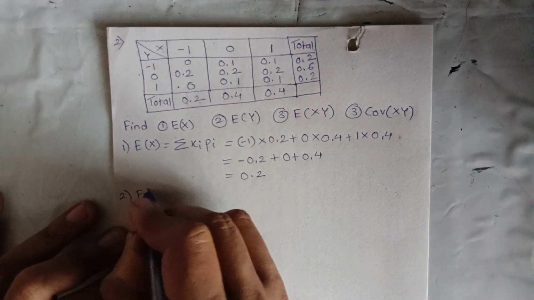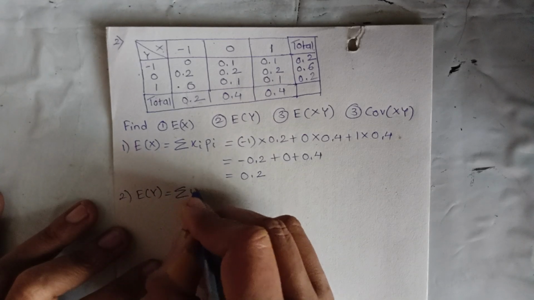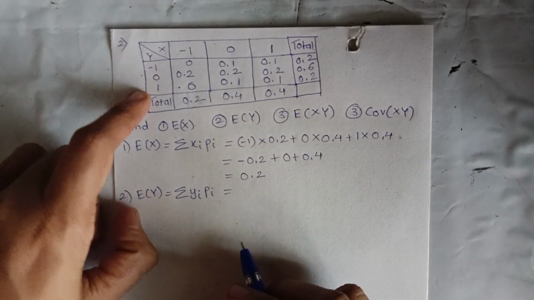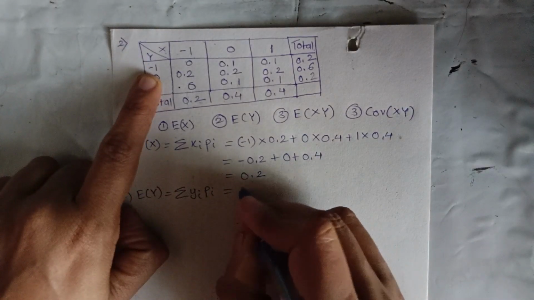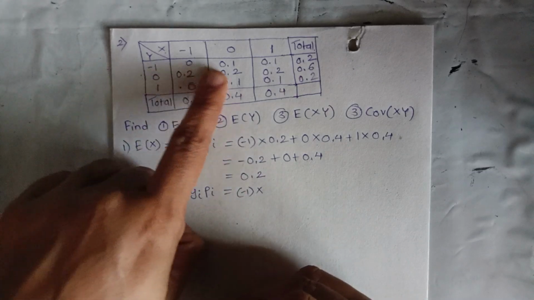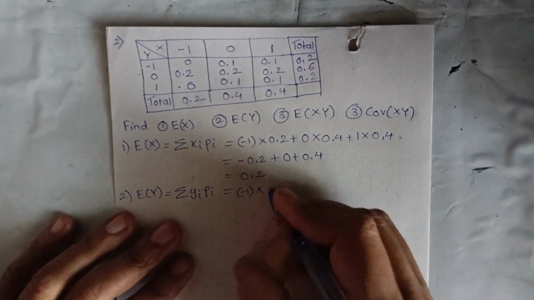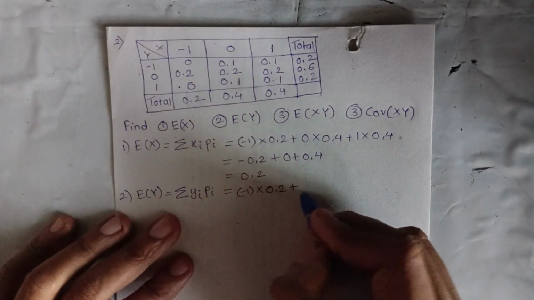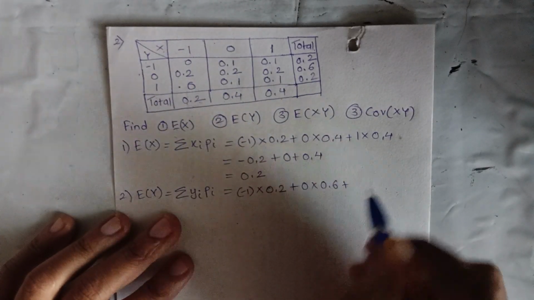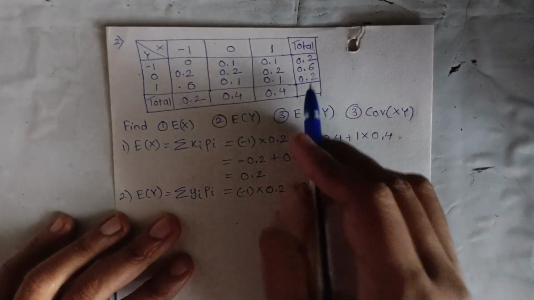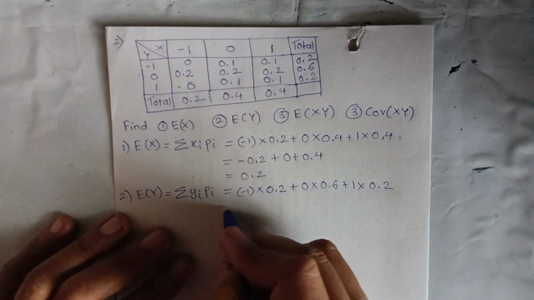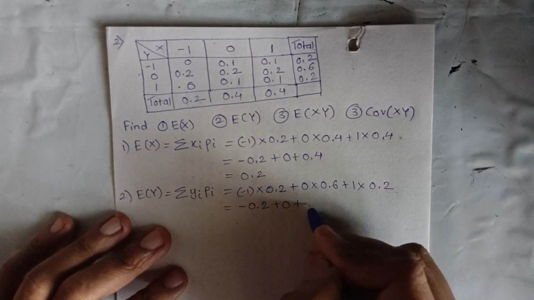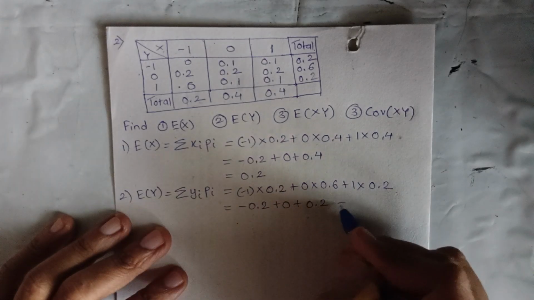Next you have to calculate E of y, summation yi pi. Okay. Now you have to go for random variable y. So first it is minus 1 into the total probability 0.2, then 0 into 0.6, 1 into 0.2. Okay, so this is minus 0.2 plus 0 plus 0.2. So this is 0.